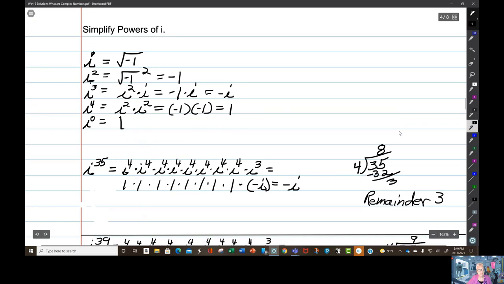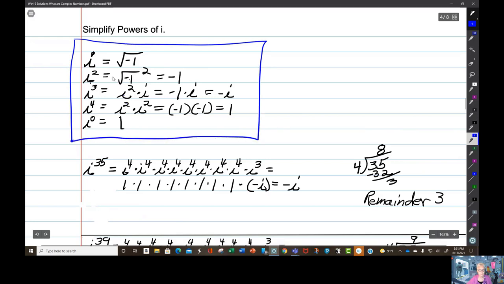This will take some memorizing. And you do have to memorize this. i equals the square root of negative 1. i squared is the square root of negative 1 squared, which is negative 1. i to the third is i squared times i, which is negative 1 times i, which is negative i. i to the fourth equals i squared times i squared, which is negative 1 times negative 1, which is positive 1. And of course, i to the 0 power is 1, simply because every number raised to the 0 power is 1.